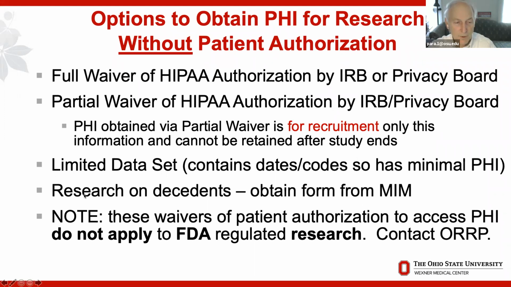And then obviously people who have died, you can't get their consent. And so you can get this information. You don't go to the IRB for this because the human subjects guidance doesn't require consent of family members to study people who have died. But you can get a form from the medical information management that you fill out if you want to do research specifically on people who have died.